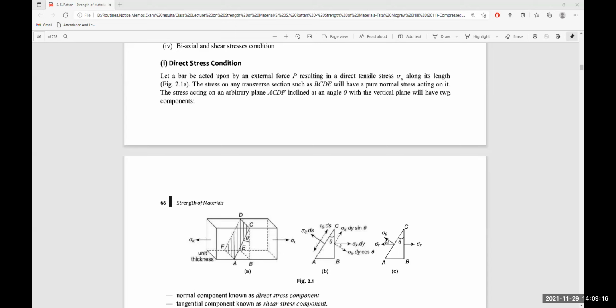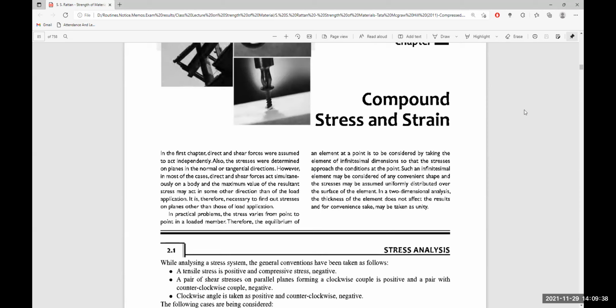Now, in the last class, I discussed multiple stress, compound or multiple stress analysis. The basis of the difference between multiple or compound stress and simple stress is that simple stress refers to loadings acting individually and independently over a certain prismatic bar. But compound stress and strain is a phenomenon where multiple stresses act all at a time on a certain prismatic bar of certain shape and size.